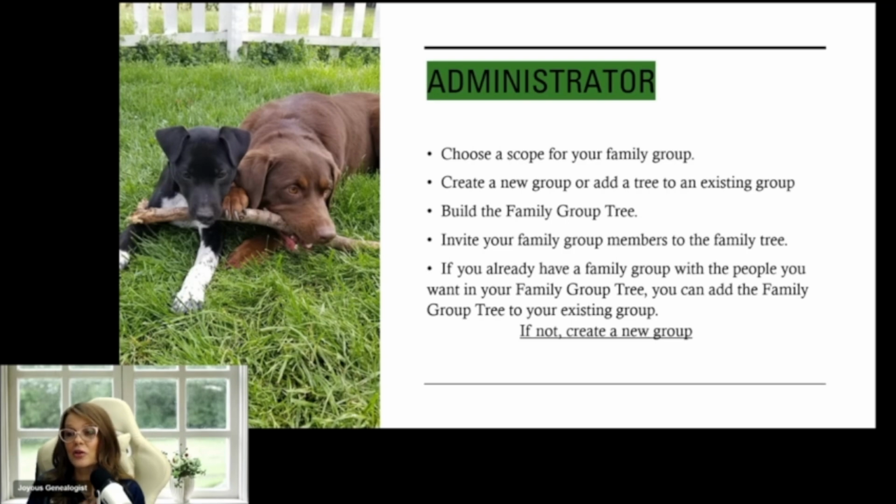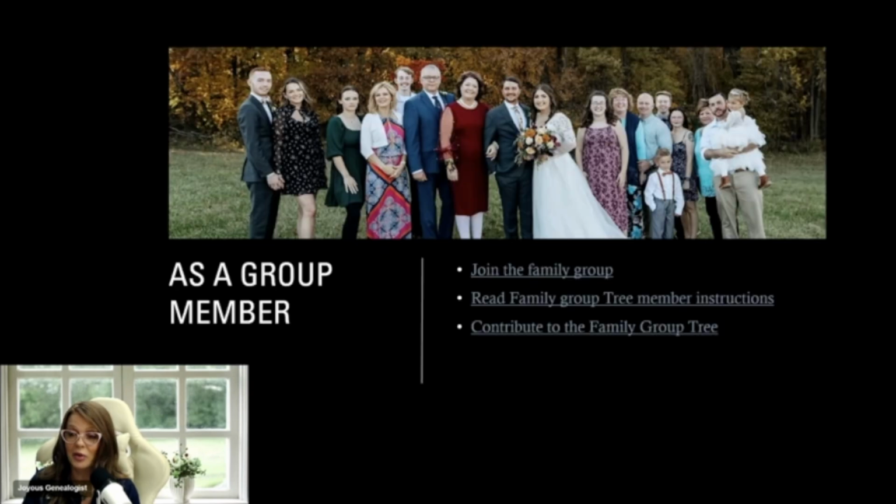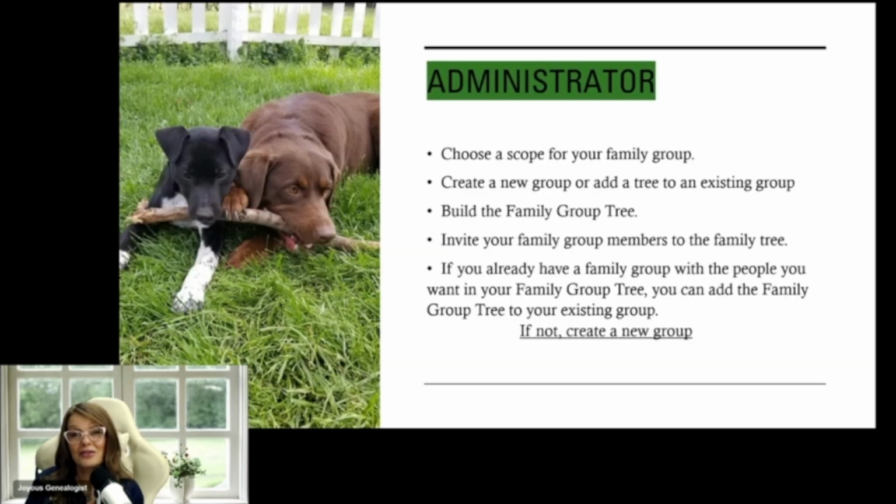As an administrator, you choose the scope of your family group. Decide who you want in your family group tree. Start with immediate family. For example, you could use your siblings and your parents. You could have groups for all your cousins on one side of the family. You could have a group for your children and grandchildren. You could have a group that includes your in-laws and your other family. You can add step, foster, guardianship, even adopted family. Be your group's first line of support to get into the group and build that family group tree.